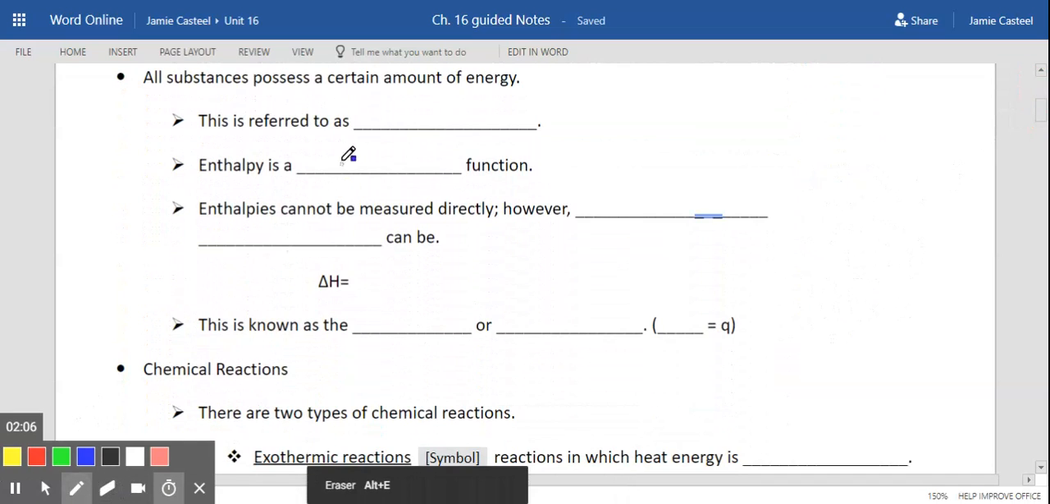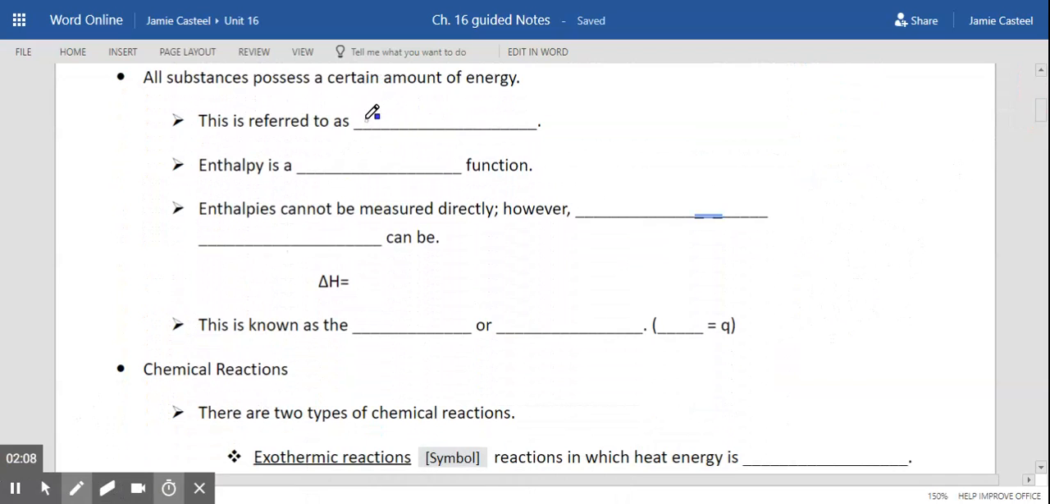And let's talk about enthalpy. Enthalpy is the amount of energy contained in a substance. Enthalpy is what we call a state function. You can Google this later and look up all this stuff. We can't directly measure this. However, we can measure the change in enthalpy. So let's figure out what to put here. Enthalpies cannot be measured directly.